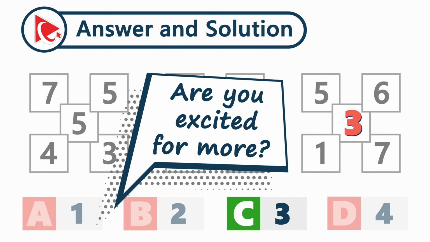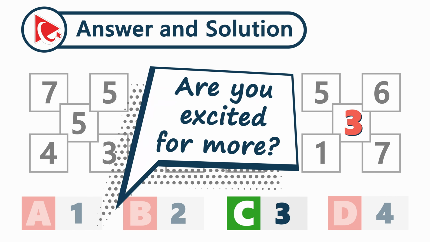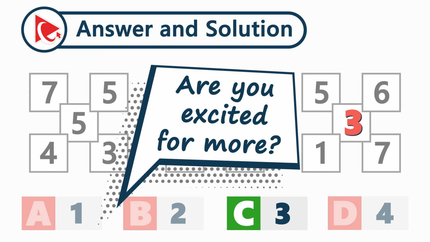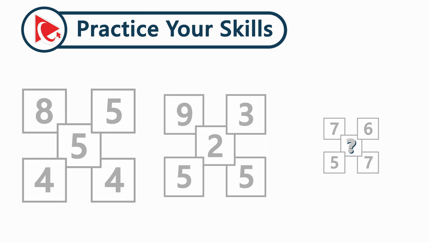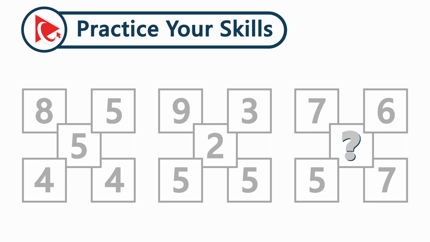Are you excited for more? Especially now when you know how to solve these types of challenges. Try this question to see how you would do. You're presented with 3 shapes. Each shape has 5 squares with numbers inside. First shape has numbers 8, 5, 4, 4, and then number 5 in the middle. Second shape has numbers 9, 3, 5, 5, and then number 2 in the middle.